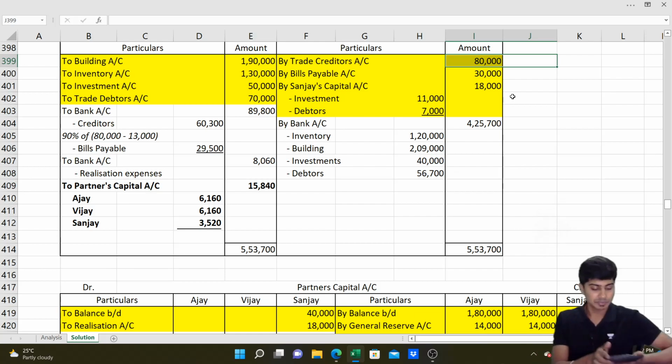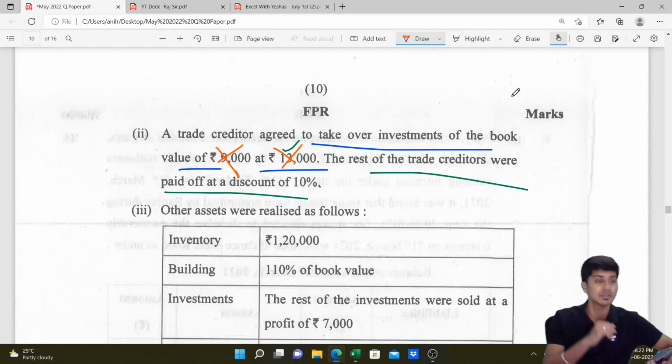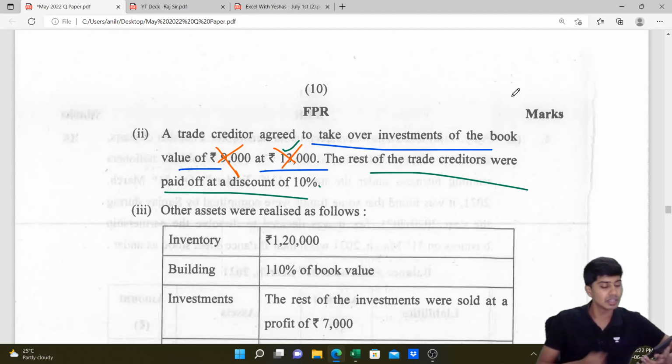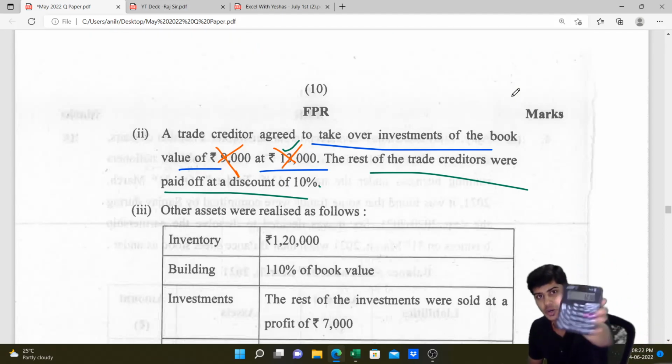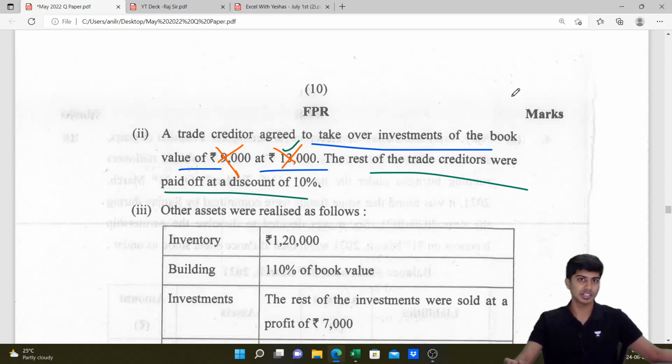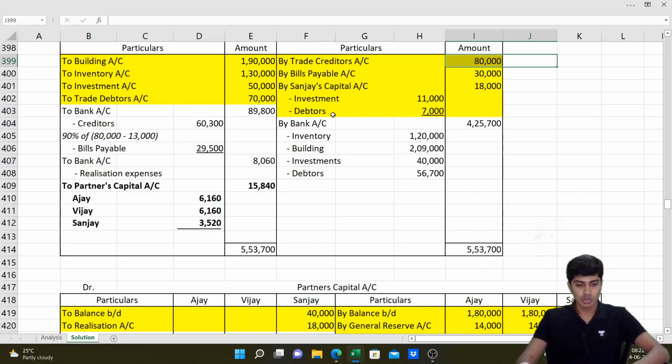So I will take 80,000 minus 13,000. 13,000 they have agreed as investment value. Balance is 67,000, and on the 67,000 they are giving us 10% discount. I'll do minus 10%. So I pay 60,300 rupees actually for balance settlement to creditors. Got it? That's what I've done here.